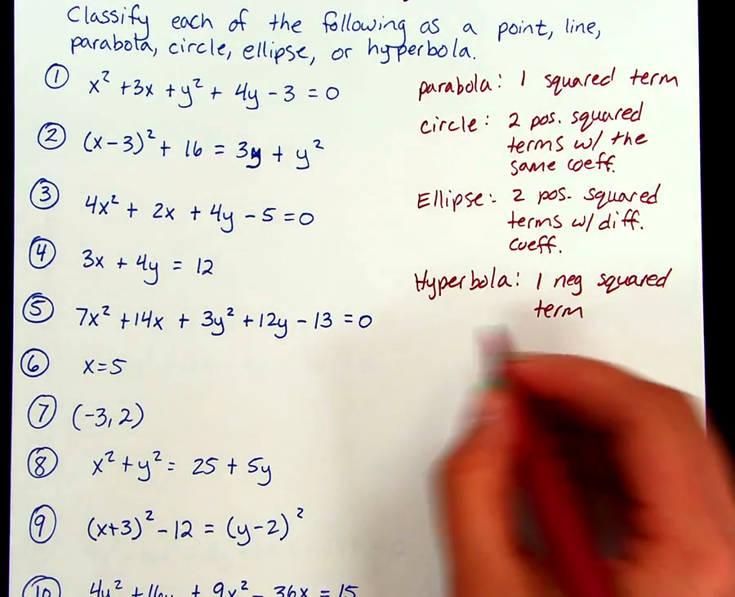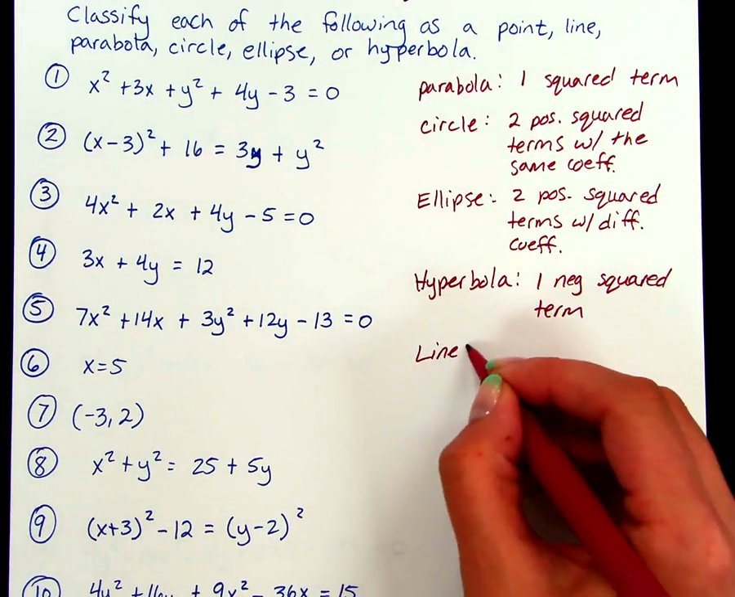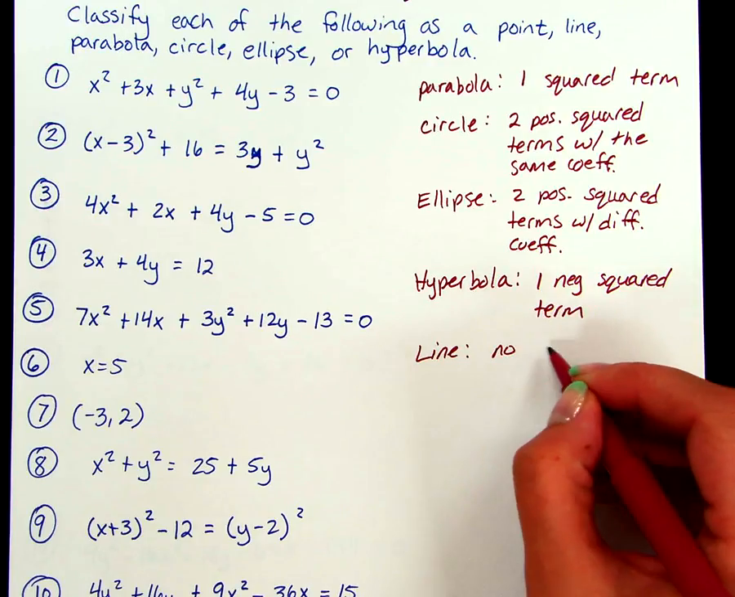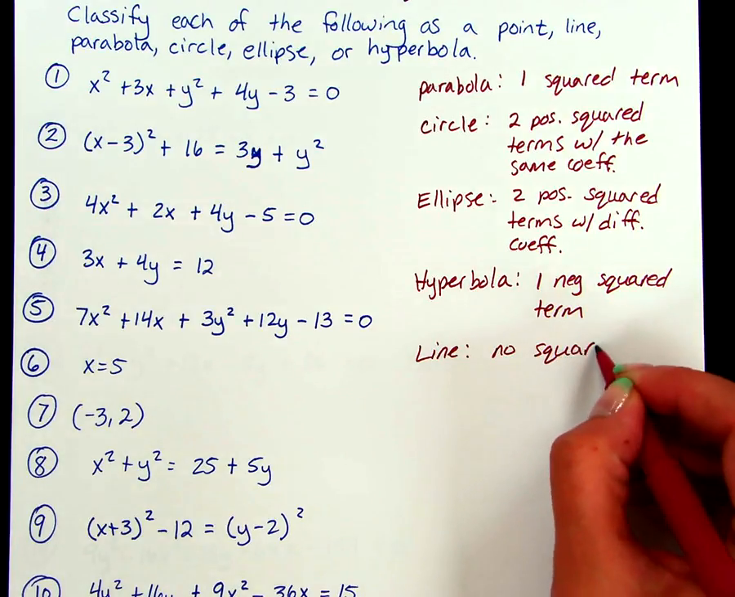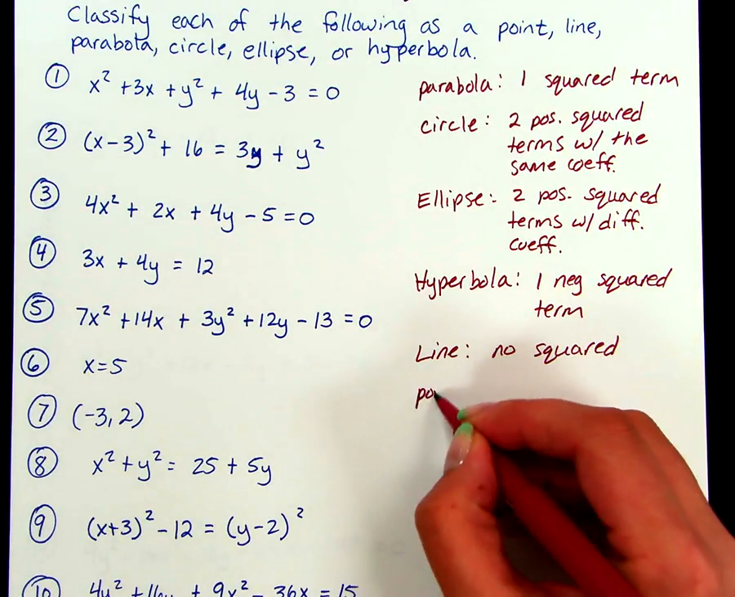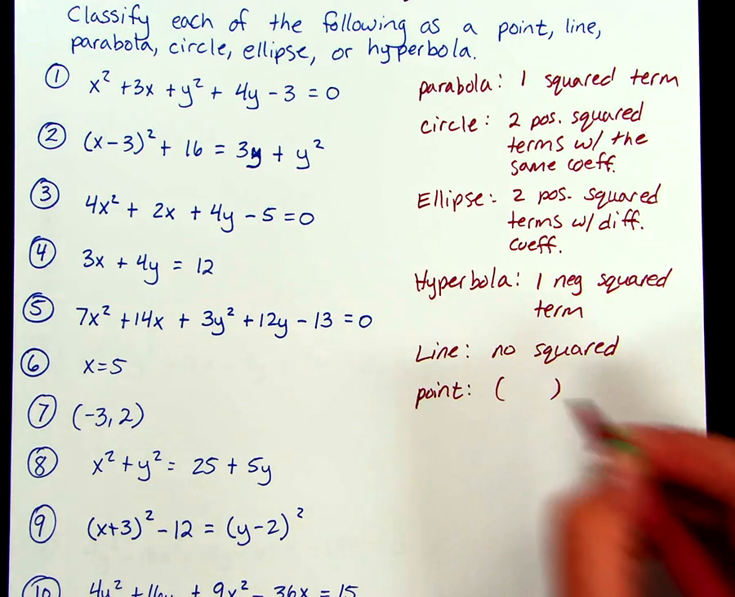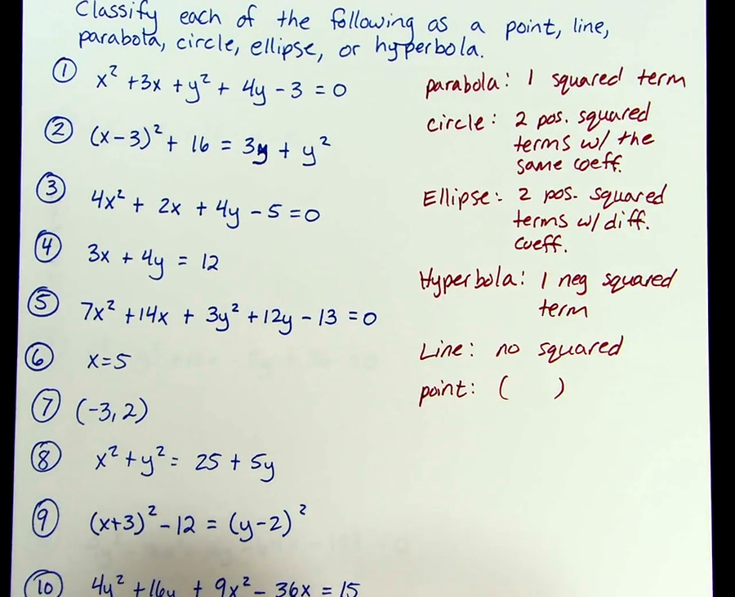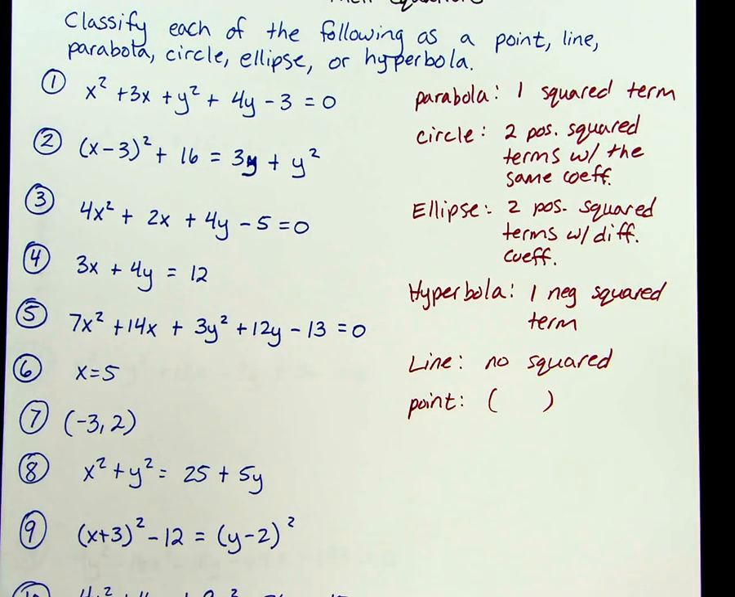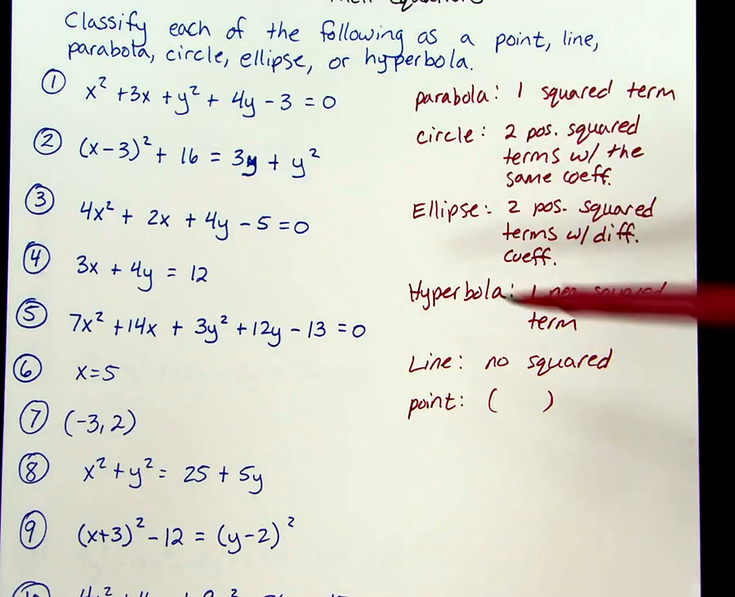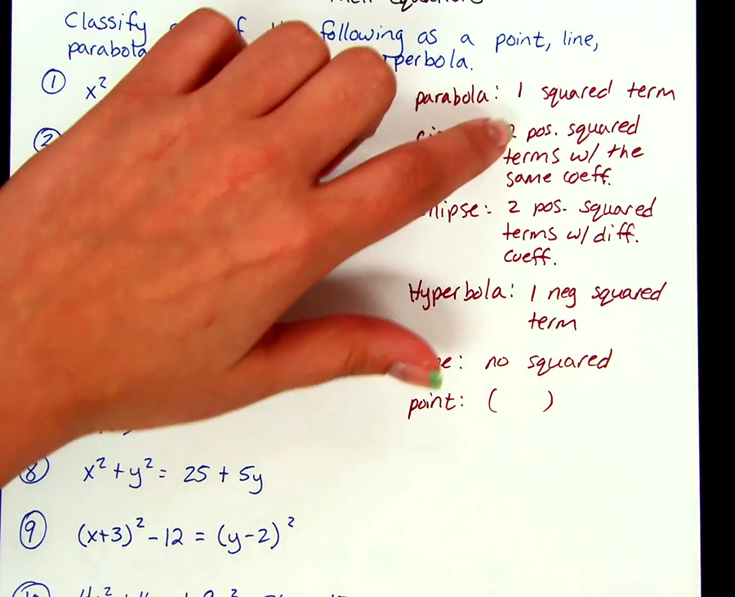And hopefully, if we have a line, we know that there are no square terms. And that for something to be a point, it needs to be in parentheses. Okay. And to judge the circle, ellipse, hyperbola, since we have two square terms, those square terms have to be on the same side of the equal sign when we are considering this information.